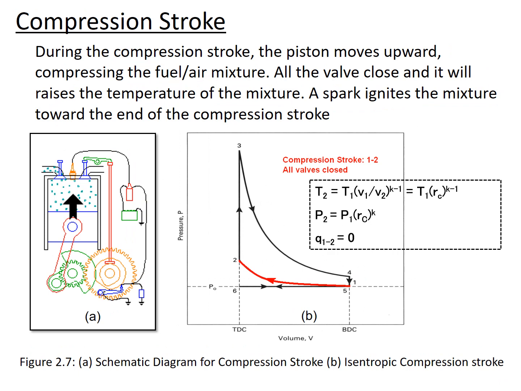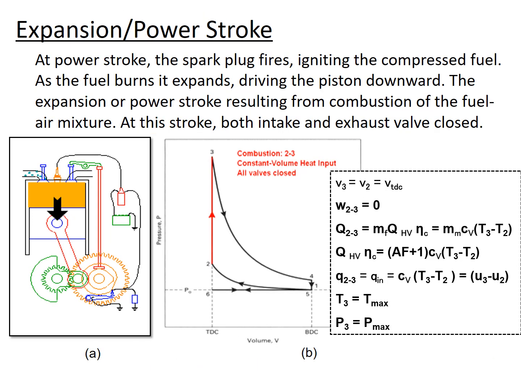Second one, from 1 to 2, is the compression stroke. During the compression stroke, the piston is moving upwards to compress the fuel-air mixture. All the valves are closed, and it will raise the temperature of the mixture, and at the end of the stroke, a spark ignites the mixture towards the end of the compression stroke. After this, ignition will start.